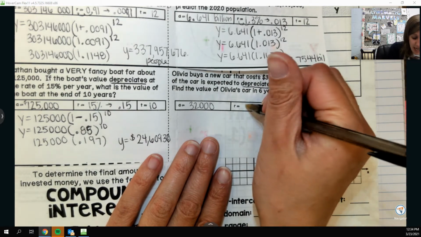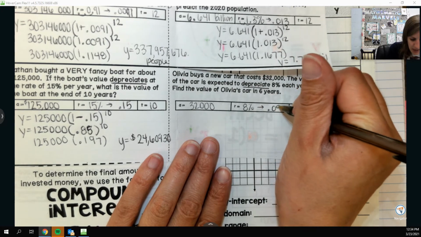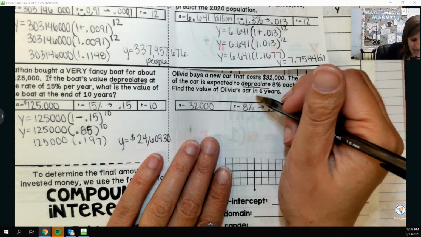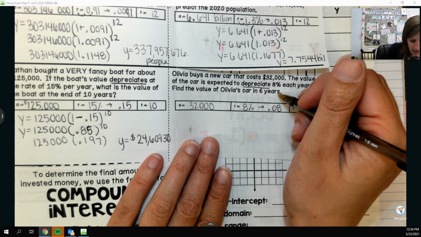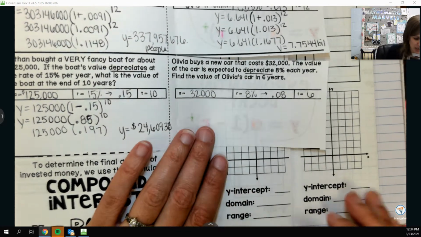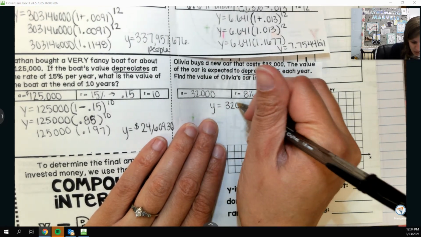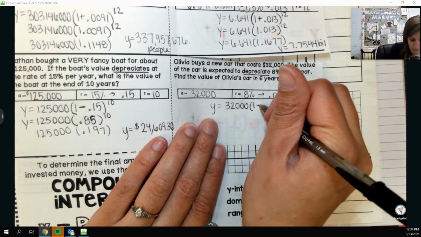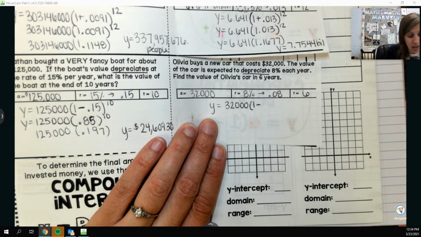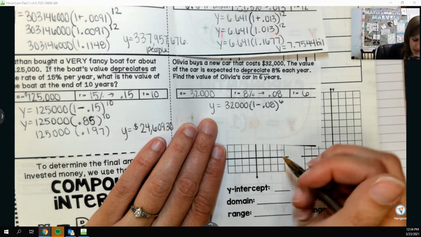We're depreciating 8%. So when I change that to a decimal, that's going to be 0.08. And then find her value after 6 years. So again, they just straight up tell you how many years have gone by. So 6. So we fill it all in. Y equals 32000, parenthesis 1 minus, because we're getting smaller, 0.08, to the 6th power.